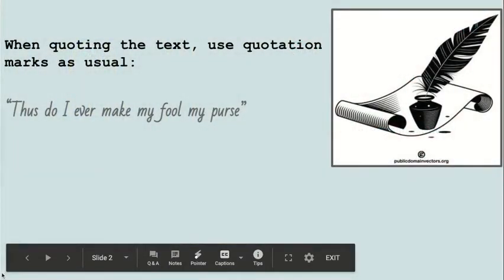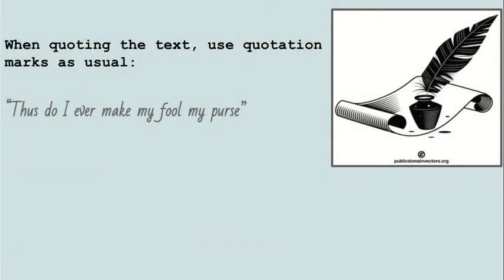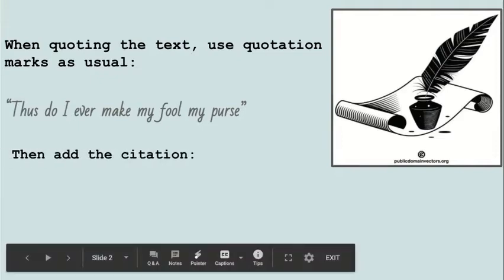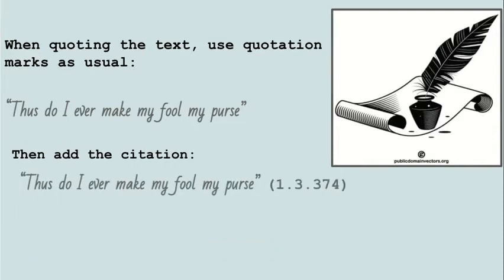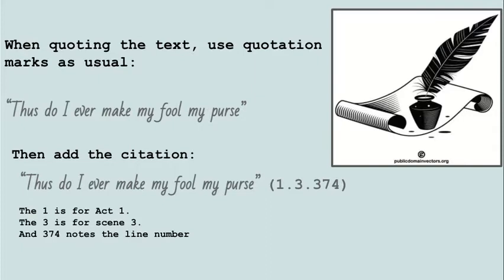When you're quoting the text, use quotation marks just as usual. This is from Iago's soliloquy. Then you add the citation. And now it looks a little bit different. Instead of using the author's last name and page number as we do with books, we are referencing the act number, scene number, and the line number. So the 1 is for Act 1, the 3 is for Scene 3, and 374 notes the line number. Notice the period separating the act, scene, and line.